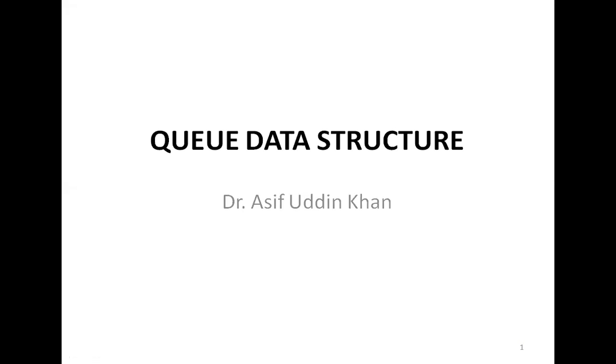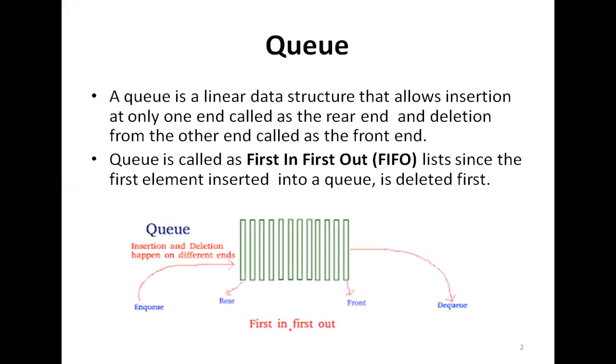Okay, so last class we completed the Stack data structure. Today we will discuss the next important data structure, that is the Queue data structure. So a queue is a linear data structure that allows insertion at only one end, that is called the rear end, and deletion from the other end, that is called the front end.